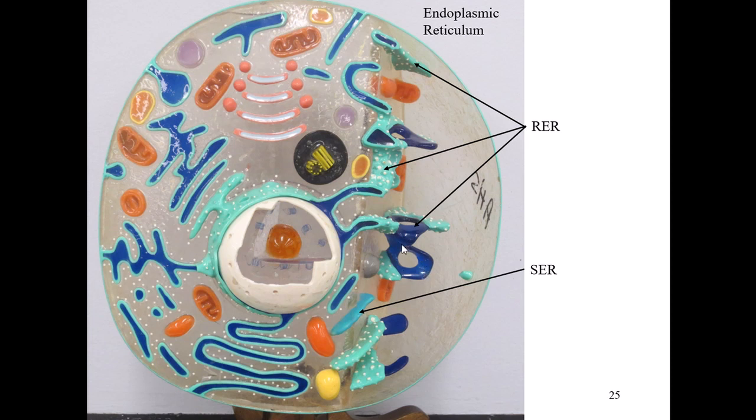So don't let that throw you off. Let's take a look at what are some of the functions of the rough endoplasmic reticulum. Again, just the fact that it has ribosomes, it's going to be active in protein and even glycoprotein synthesis. A glycoprotein is a protein that has a carbohydrate. So that's going to be its major function.